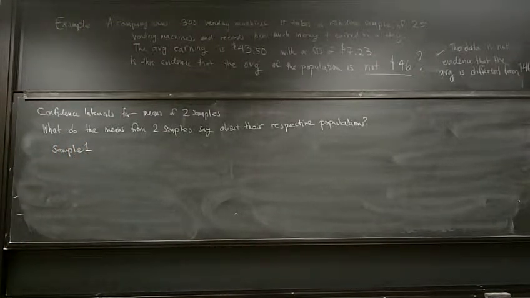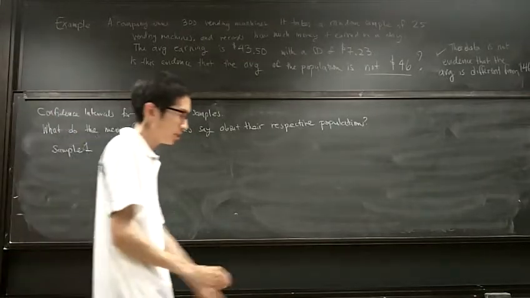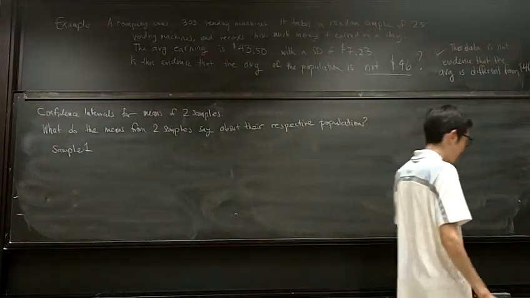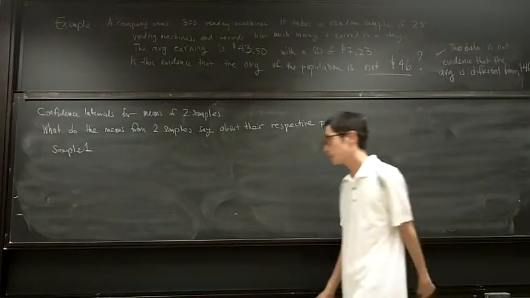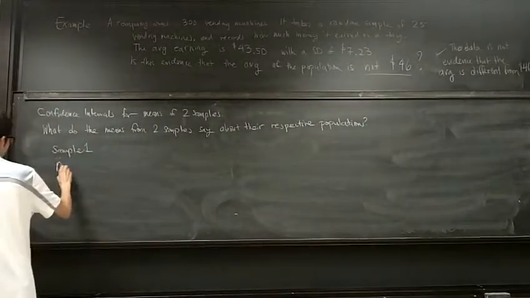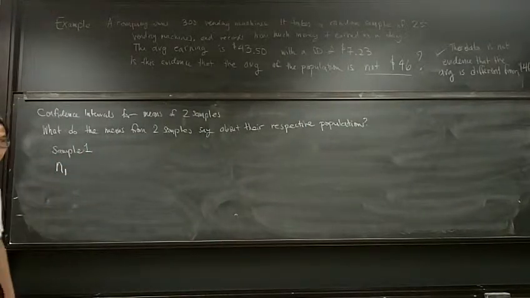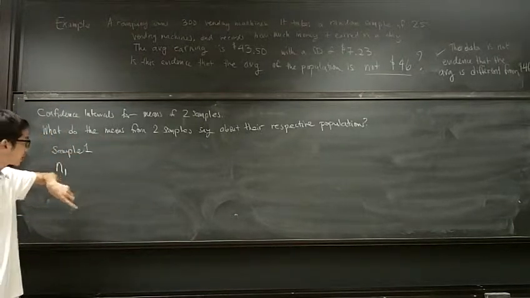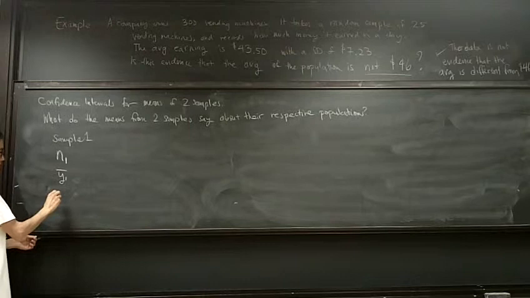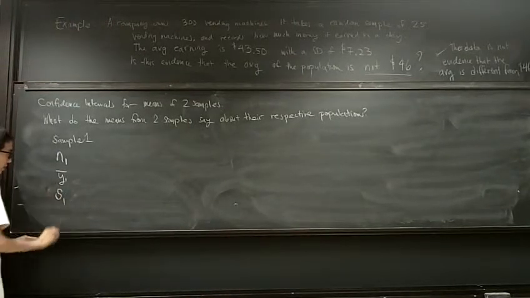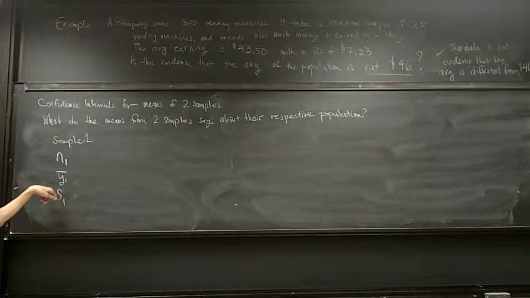All right, so sample 1. What are the bits of information we need when we talk about a sample and we're dealing with means? You know the size of the sample. What else about the sample? Not the proportion, because we're dealing with a numeric variable. So we need the mean of the sample and the standard deviation of the sample. Now I put a 1 next to all of these to indicate this is the size, the mean, and the standard deviation of sample number 1.